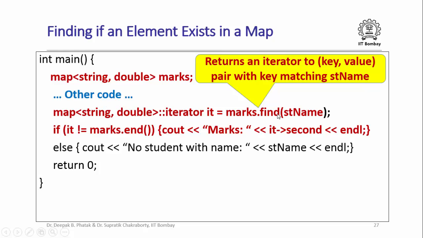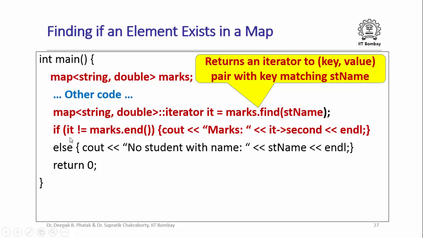So here is another member function called find, and if I say marks.find st name, it will actually return me an iterator, which is an abstract pointer to the key value pair with key matching st name. Of course, this is only if there existed a key value pair with key matching st name. If there did not exist a key value pair with key matching st name, it will return me marks.end, which is, if you recall, an iterator or an abstract pointer that points to the element beyond the last element in the collection of key value pairs.